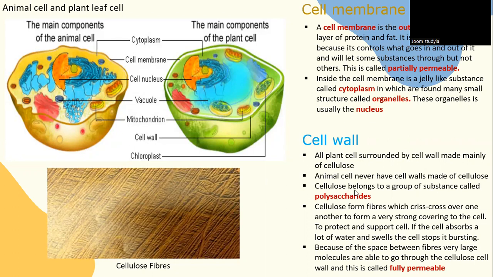Cellulose belongs to a group of substances called polysaccharides. Cellulose forms fibers which criss-cross over one another to form a very strong covering to the cell. The reason is to protect and support the cell. If the cell absorbs a lot of water and swells, the cell wall stops it from bursting. Because of the spaces between the fibers, very large molecules are able to go through the cell wall, and this is called fully permeable.